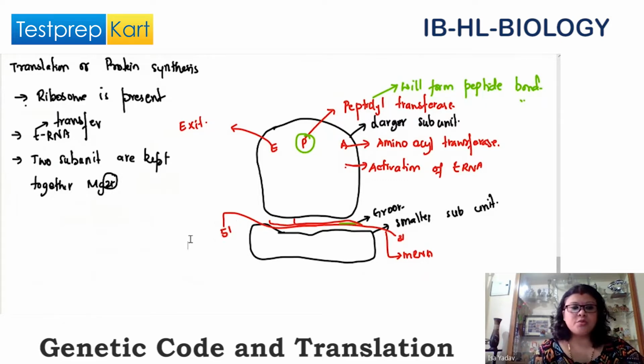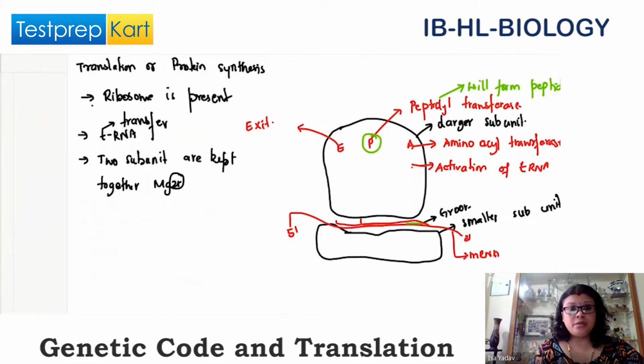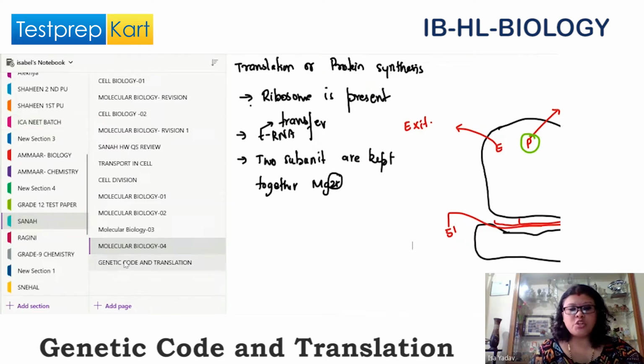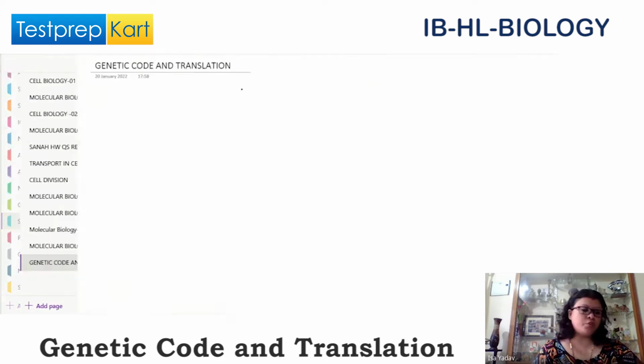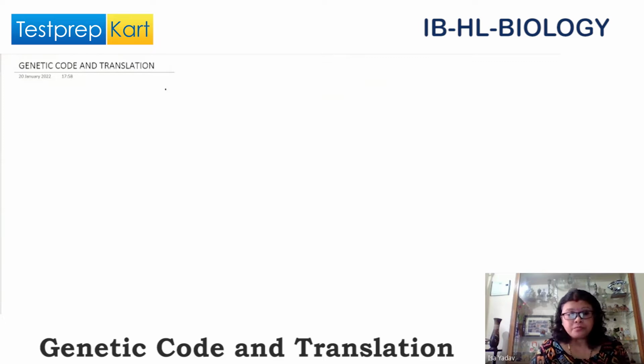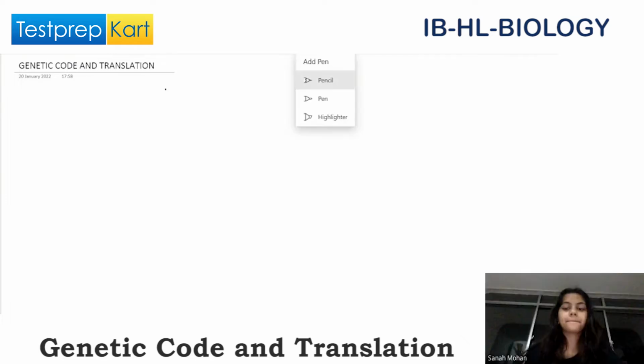So today we are going to go on the genetic code, and then we are going to go into the process of translation. You already know how the ribosomes will carry out translation, or how the ribosomes are attached. So let's start with the genetic code, and then we will go to the process of translation. Shall we start?